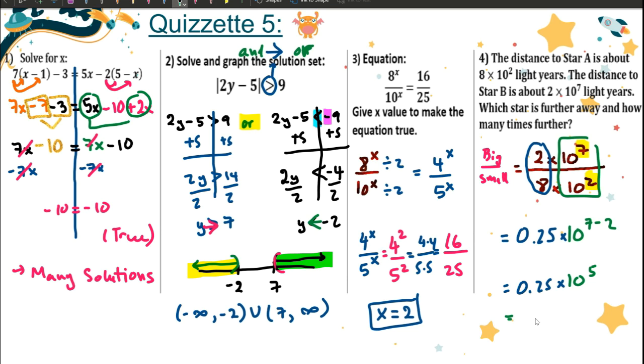So that means 0.25 times 100,000, since 10 to the 5th power is 100,000. Or we can move the decimal point 5 times to the right: 1, 2, 3, 4, 5. So you have 25,000. Alright, that's pretty much it. Star B is 25,000 times further than star A. That is our answer. Alright, thank you everyone for watching.